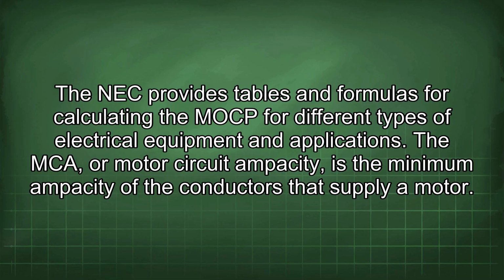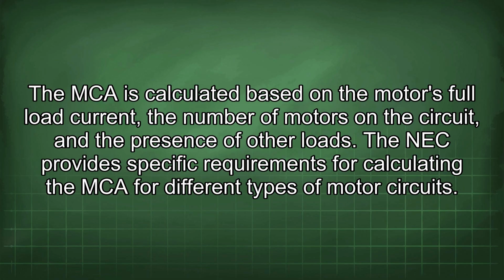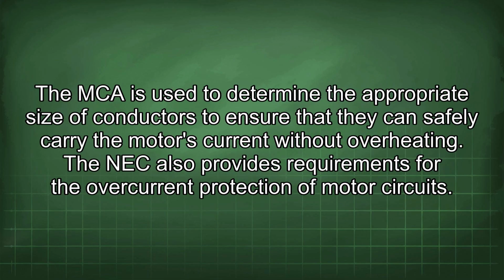The MCA, or Motor Circuit Ampacity, is the minimum ampacity of the conductors that supply a motor. The MCA is calculated based on the motor's full load current, the number of motors in the circuit, and the presence of other loads. The NEC provides specific requirements for calculating the MCA for different types of motor circuits. The MCA is used to determine the appropriate size of conductors to ensure that they can safely carry the motor's current without overheating.